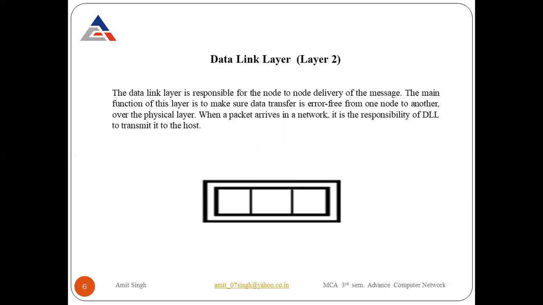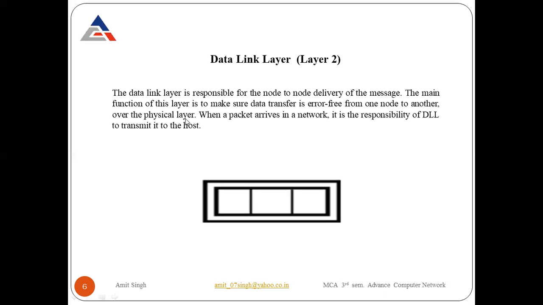Now comes the second layer, that is the data link layer. The data link layer is responsible for node to node delivery, system to system delivery. The main function of this layer is to make sure data transfer is error free from one node to another. The major responsibility of the second layer is that data can be transferred from sender to receiver in an error-free mode. No error is there over the physical layer.